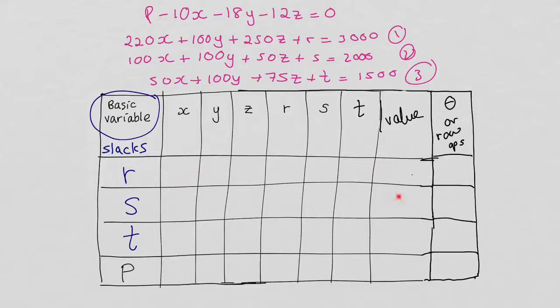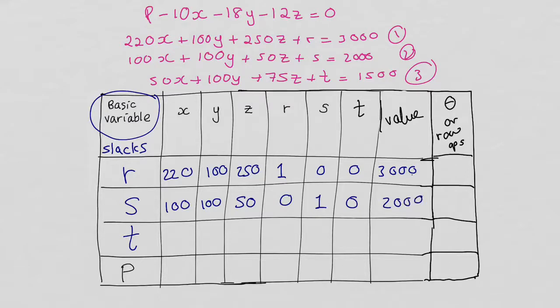Along here, I'm going to substitute in my equations. So, equation 1, I have 220x, 100y, 250z, 1r, no s's, no t's, and that's 3000. Second one, I've got 100x, 100y, 50z, no r's, 1s, no t's, and that's 2000. Final one, 50x, 100y, 75z, no r's, no s's, 1t, and that's equal to 1500.